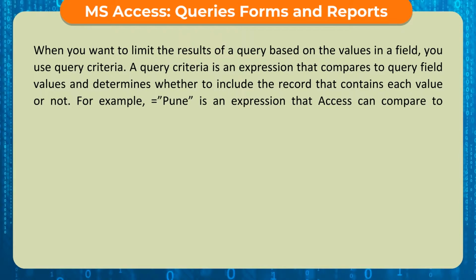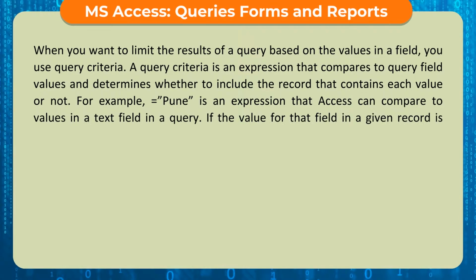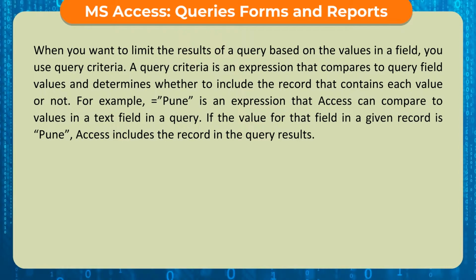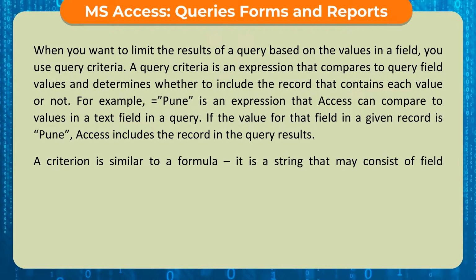For example, is equal to within double quotes, "Pune", is an expression that Access can compare to values in a text field in a query. If the value for that field in a given record is Pune, Access includes the record in the query results. A criterion is similar to a formula. It is a string that may consist of field reference and operation.